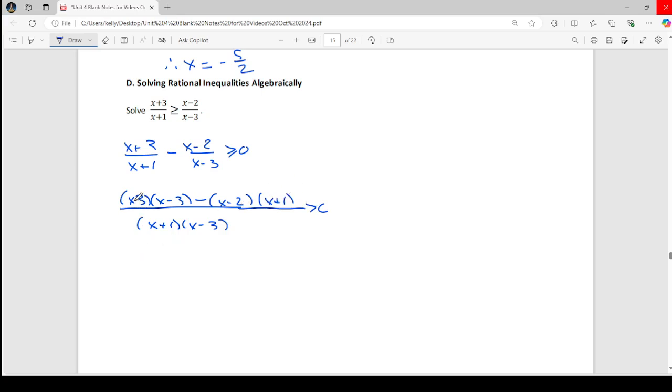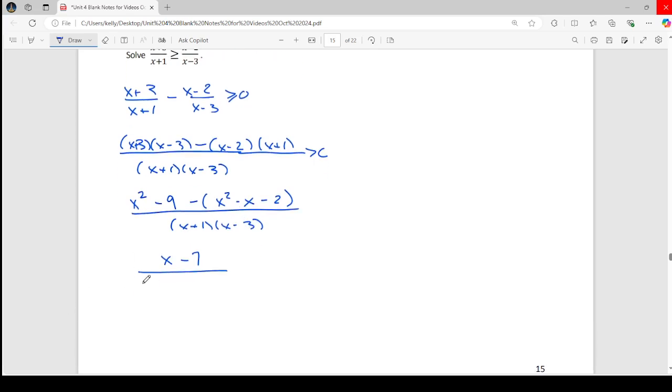Okay, and then, this is x plus 3 times x minus 3, so that makes x squared minus 9. This makes x squared minus x minus 2. Everything's being subtracted, however. X squared minus x squared is nothing. Here I have minus minus x, which is positive, and minus 9 minus negative 2, so that makes x minus 7. Then I have x plus 1, x minus 3, and when is all of this greater than or equal to 0? Do you want to try sketching it?